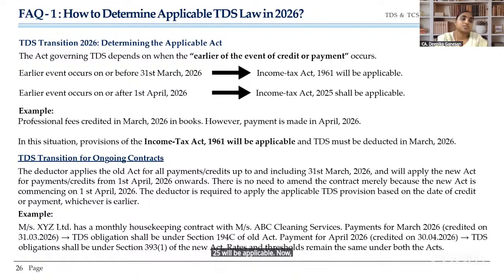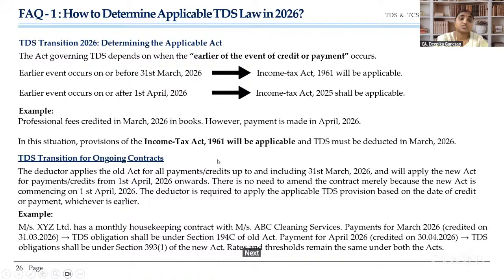Now let us take, for example, professional fees. It is credited in March 2026, but payment is made in April 2026. In this case, under the 1961 Act, because the earlier event is the credit, which is March 2026, the old Act will apply for the TDS deducted in March 2026.